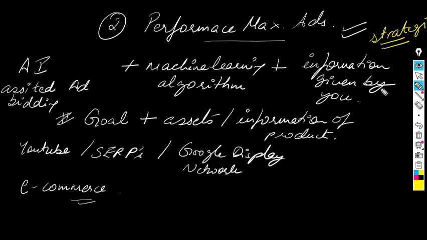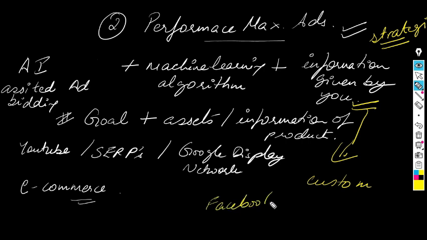Now there is one more point over here, the information given by you. This information that you are giving will be known as the custom audience that you are providing to Google. Where is this custom audience coming from? This is being created from your Facebook. This is being created from Instagram, from other e-commerce websites, the previous campaigns that you have used, and so on.